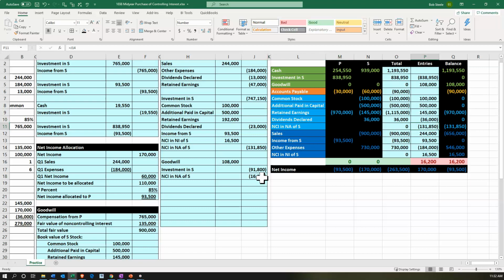And then we're going to go into the non-controlling interest and the net assets, F2 plus F2. We'll pick up that 16,200, and that'll bring us back to 0. So at the end of the day here, we have this account going to 0, the investment account. We have the income from S going to 0 as would be expected. And you could see basically the common stock or the equity section still matching, in essence, the parent equity section here.